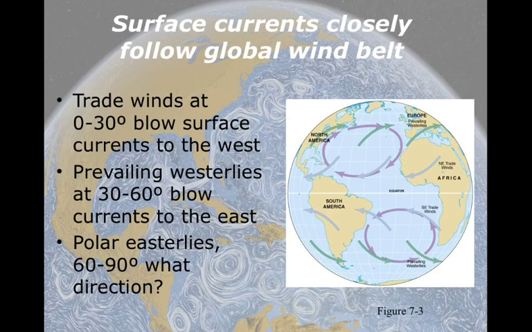So there's these three major wind belts. And on this diagram 7-3, you can see the two major ones. The ones that are closer to the equator are the trade winds. And it doesn't matter whether you're north or south of the equator, the trade winds blow towards the west. And then the westerlies blow towards the east, and the polar easterlies blow the other way. So the surface currents in general follow those wind belts. The surface currents are given in this diagram in purple underneath the green arrows.